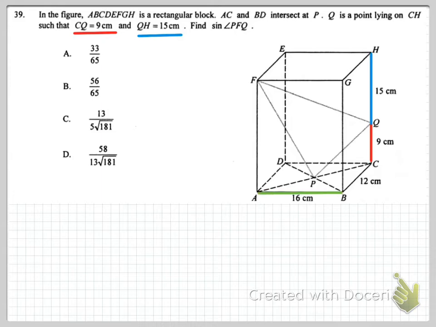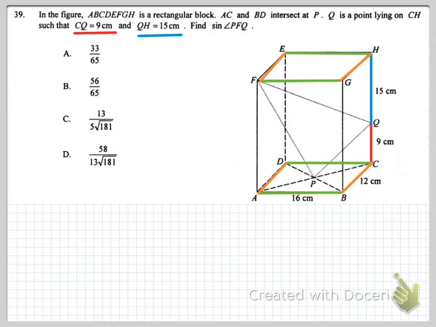Because it is a rectangular block, not just this one is 16, but all the lines here are also 16. All the green lines here are also 16. And also we have 12. 12 is in orange. This is 12, but once again, this is a rectangular block, so all the corresponding lengths in orange are also 12. All of them are 12 units.